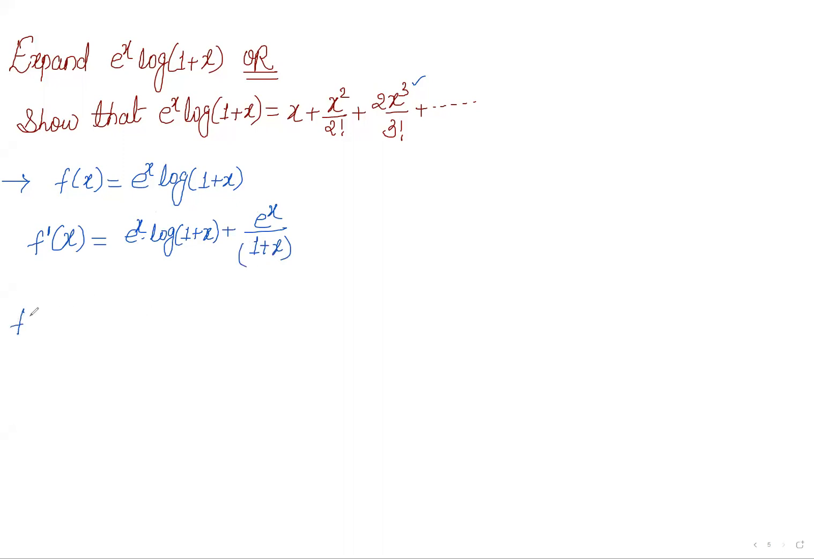Going for the next derivative, the second derivative is equal to, again applying the u into v rule, e raised to x into log of 1 plus x plus e raised to x divided by 1 plus x, plus the derivative of e raised to x divided by 1 plus x, so we get minus e raised to x upon 1 plus x bracket square.